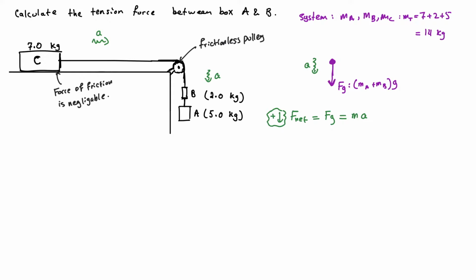My gravitational force, as I have stated above, is (mA plus mB) multiplied by the gravitational acceleration, and that's equal to the total mass, I'm going to write this as mT, multiplied by the acceleration of the whole system. mA plus mB, that's 5 plus 2, that's 7, times gravitational acceleration. I'm going to take that as 9.8 in this question. And the total mass is 14 kilograms. And we're trying to find the acceleration from this.